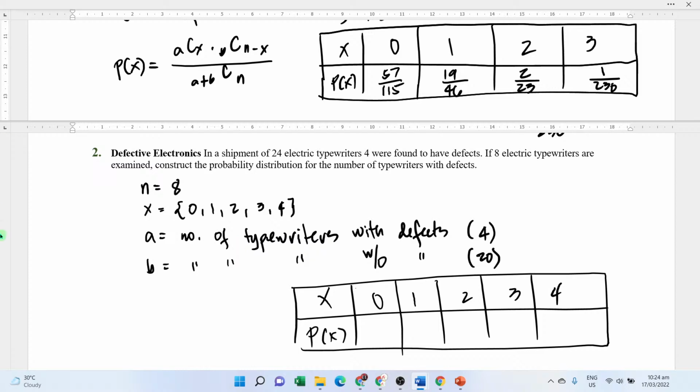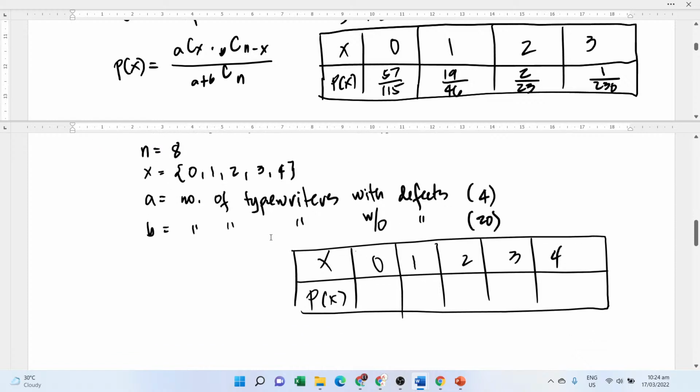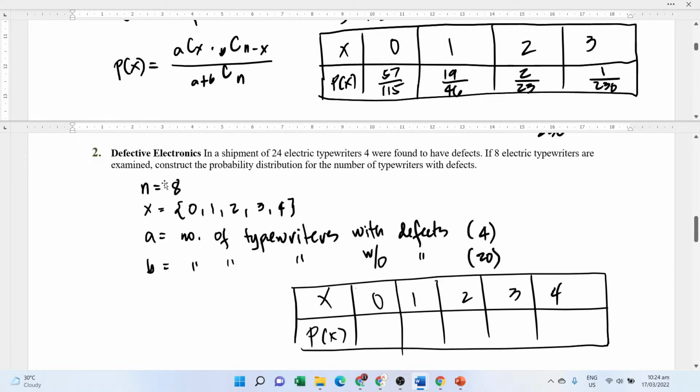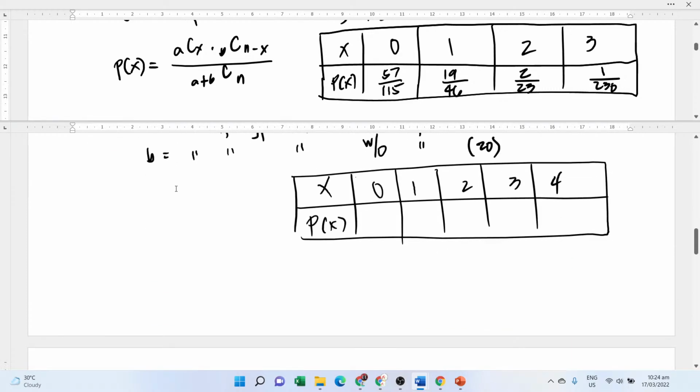And then one by one, let us solve for the probabilities using this formula for hypergeometric distribution. Again, why are we using this formula? Because in this problem we have 2 types of objects. These are electric typewriters with defects and electric typewriters without defects. And for every examination, we will be choosing 8. Okay, so let's start.